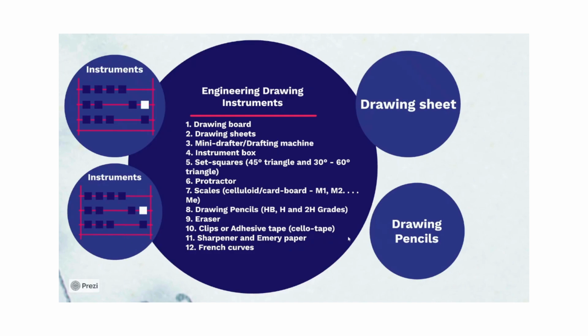Clips or adhesive tapes. The cello tapes and clips are major and mandatory, because if you're drawing on a bigger sheet, for example A2 or A3 size, it is very big. So how can you manage? It will be flying around.